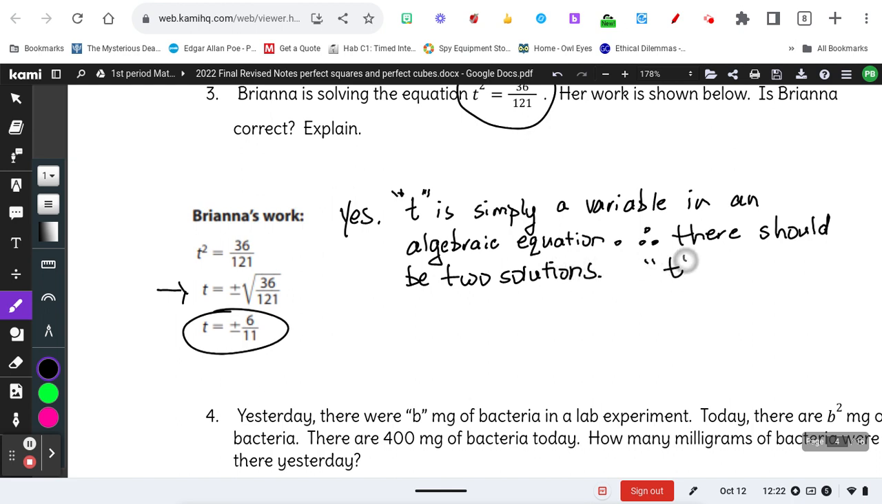t does not represent time in this scenario. So I don't have to worry about not putting the plus or minus. I can put it.